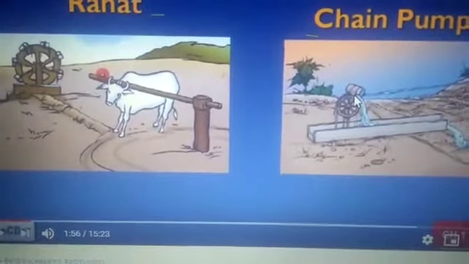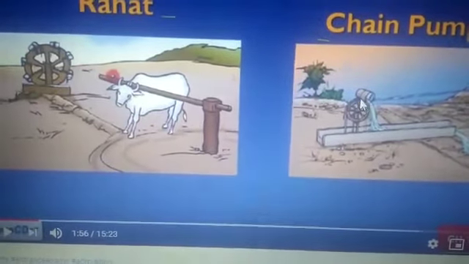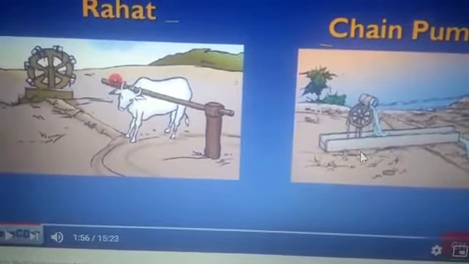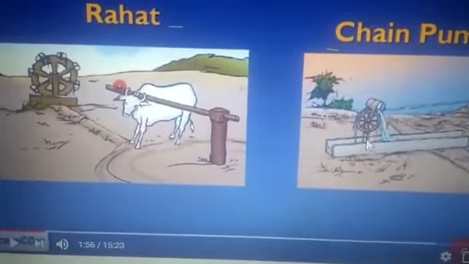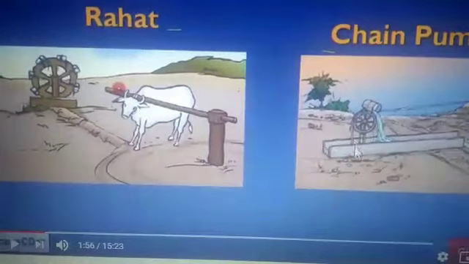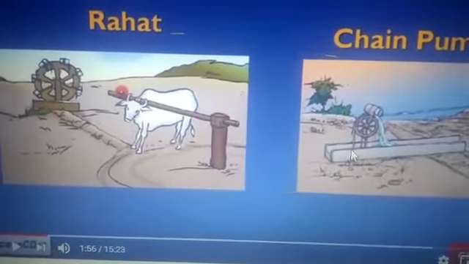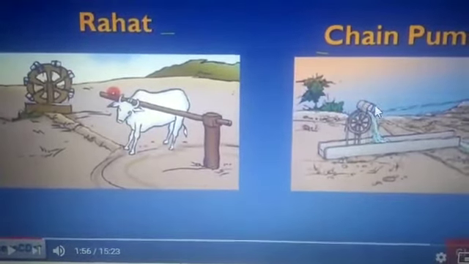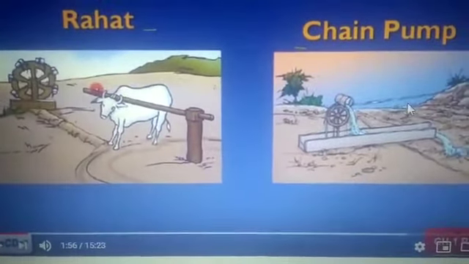And this is the chain pump. In this chain pump arrangement, two wheels are used. One wheel is used above, as in the figure, and the second is partially dipped in the water source. And this is the chain attached to the wheels. When this chain moves, and this is the bucket attached to the chain, water is supplied to the plants through the chain pump.